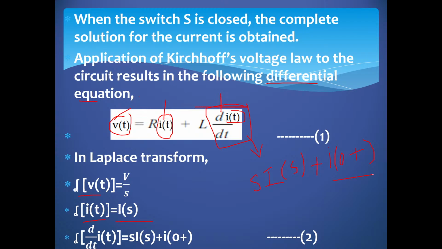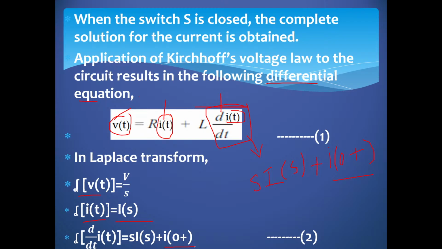Whenever you are converting a differentiation term or an integral term into Laplace form, you must also consider the initial condition. What is the initial condition? It is the current in the circuit as soon as the switch is closed. So what is the current in the circuit as soon as the switch is closed? The current is I of 0 plus.